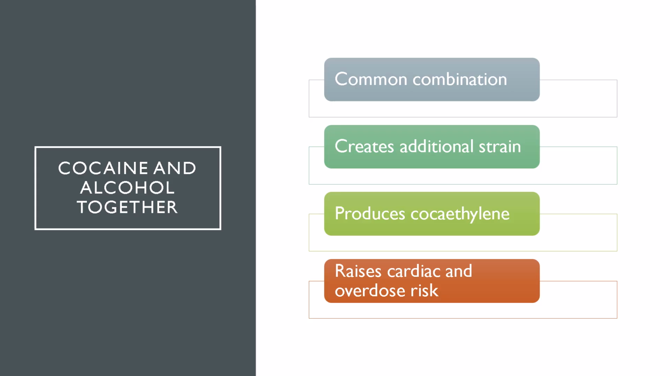So I need to give a little bit of special attention to this combination because it creates its own unique set of risks. When cocaine and alcohol are used at the same time, the body's going to produce a metabolite called cocaethylene. And this substance can increase toxicity and place even more strain on the cardiovascular system than just cocaine alone. So clients may use alcohol with cocaine for a lot of different reasons.